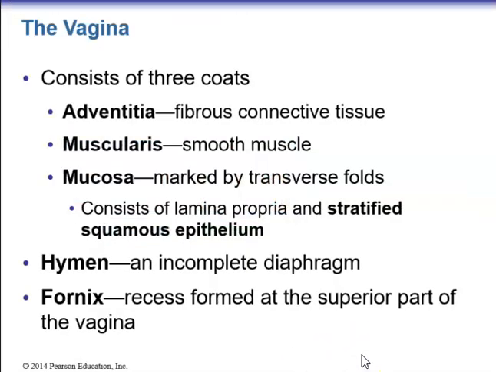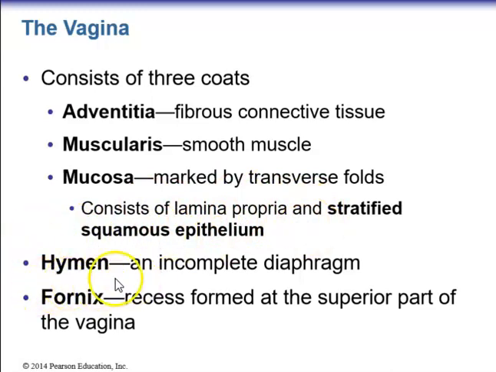Moving on to the vagina. The vagina consists of 3 coats. We have the outer fibrous connective tissue layer, which is the adventitia. We have that middle muscular layer, the muscularis layer of smooth muscle. And then we have that inner mucosa marked by transverse folds and consisting of a lamina propria and a stratified squamous epithelium.